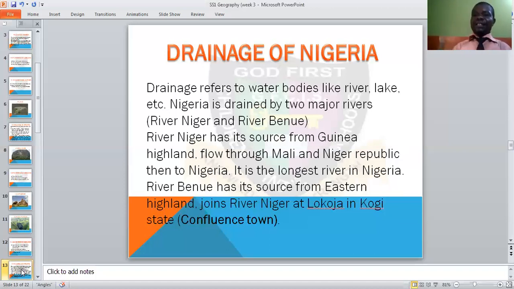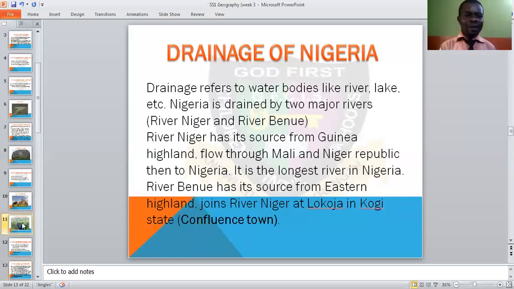Both of them meet in a place called Lokoja. Lokoja is in Kogi State, the capital city of Kogi State. And so that place they meet, the meeting point of two rivers, is called the confluence of the rivers. So Lokoja is now called Confluence Town, because two major rivers in Nigeria met there. That is why it is called Confluence Town.